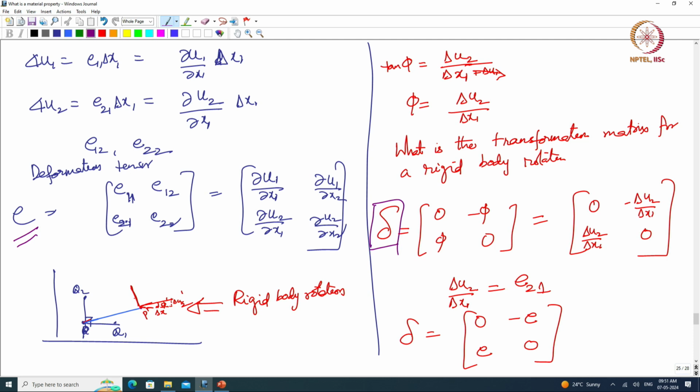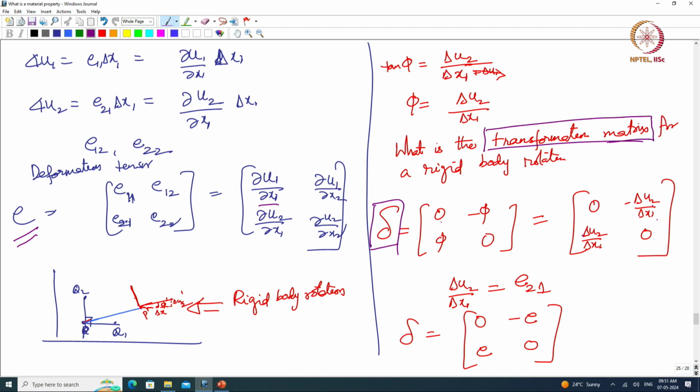I said this delta just comes out of rigid body rotation. I don't need to deform anything. If I just rotate my object, the ensuing deformation tensor is of this nature: 0, minus delta u2 by delta x1, delta u2 by delta x1, and 0, right. But instead of calling it a part of the deformation tensor, what I said was it is a transformation matrix, right.